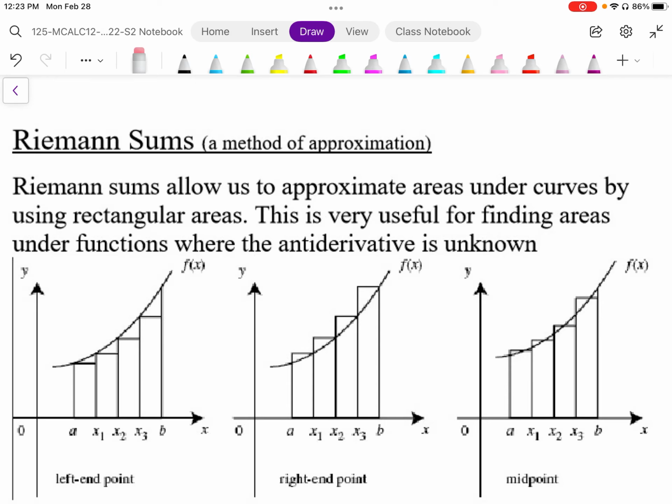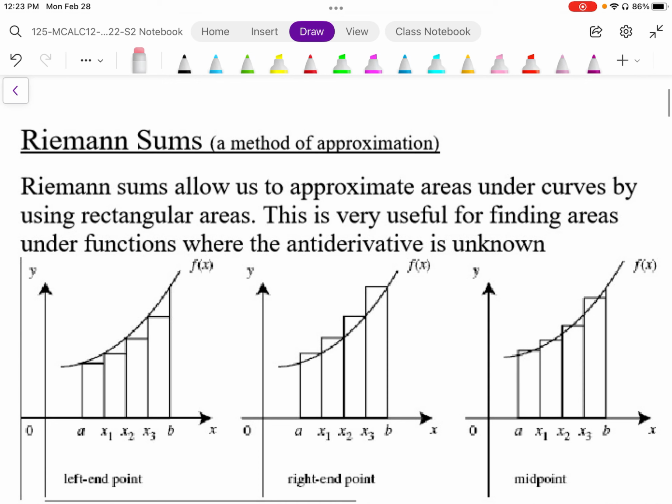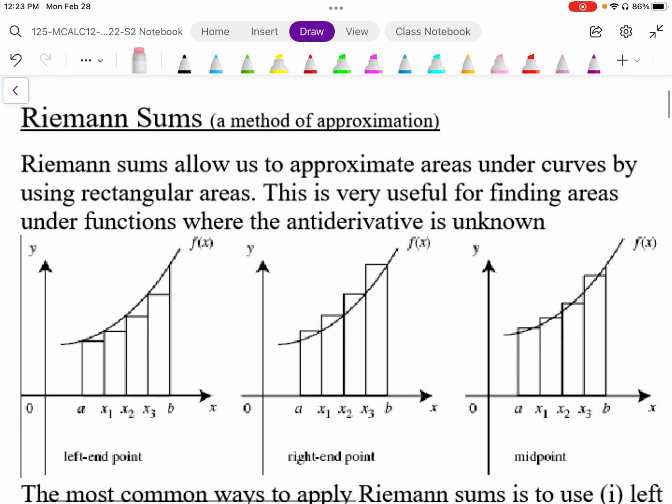When we're doing Riemann sums, it's important to know whether we're dealing with a left edge, right edge, or middle. If we're talking about a left edge Riemann sum, what that means is that the height of the rectangle is going to be determined where the left edge of that rectangle touches the curve. So this is a left edge Riemann sum here.